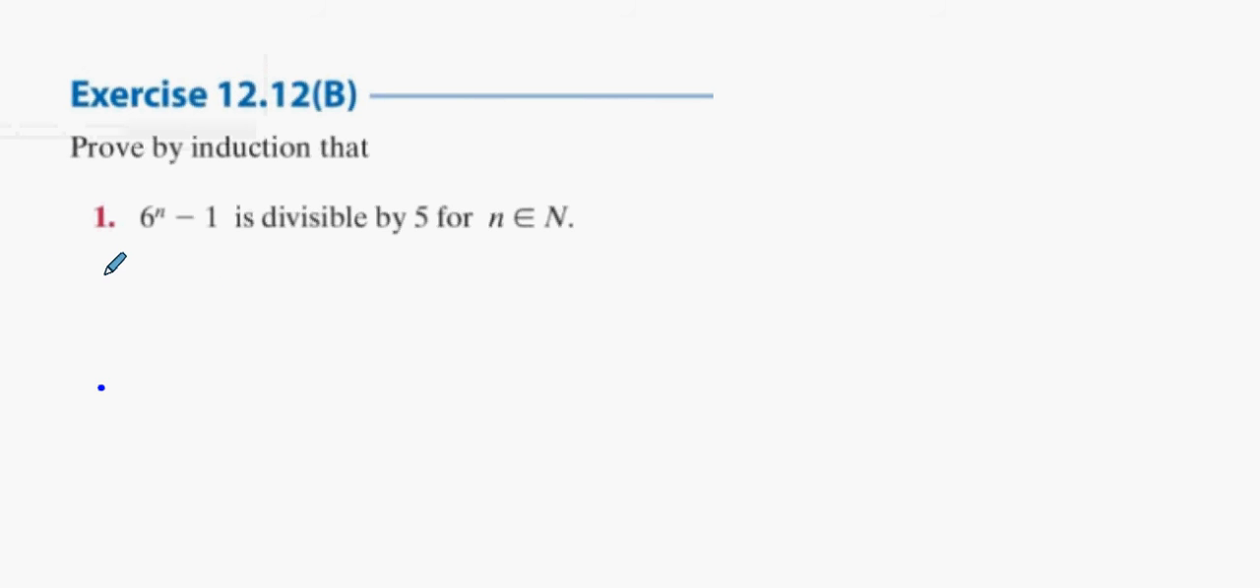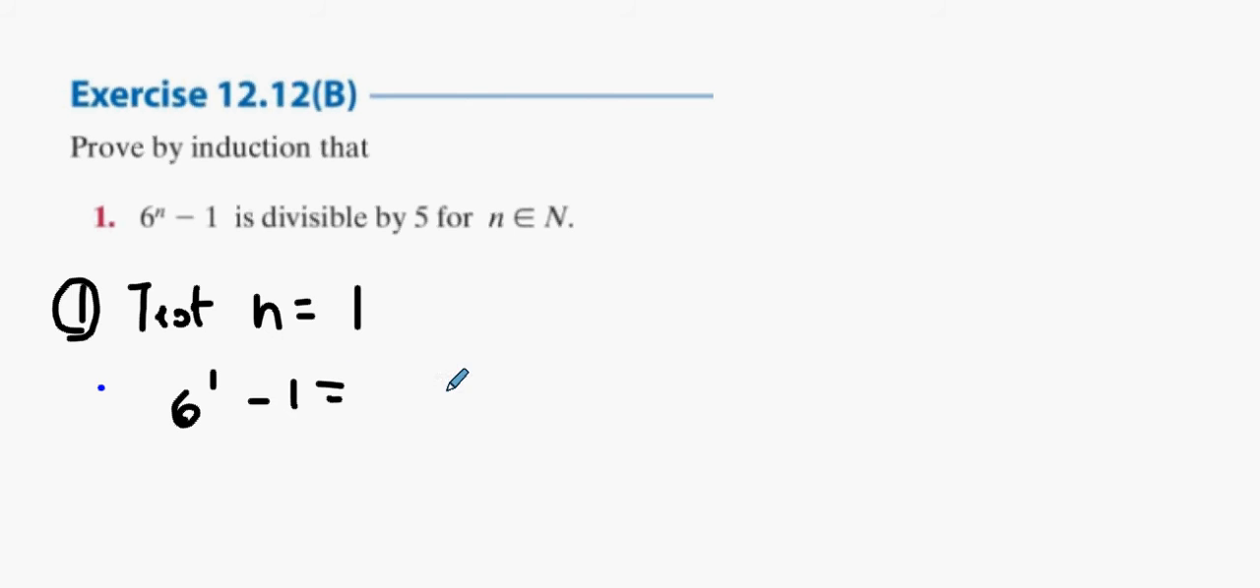The steps are the same. Test n equals 1, or prove true for n equals 1, alright? So you say 6 power 1 take away 1 is, what is it? 5, alright? And then 5 divided by 5 is 1.